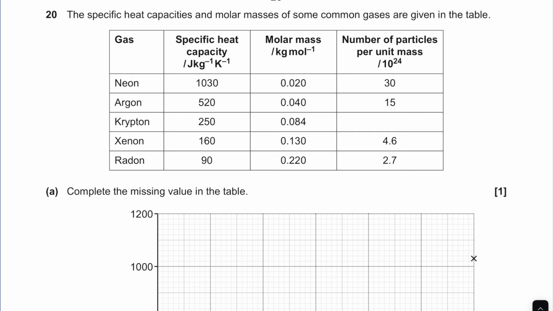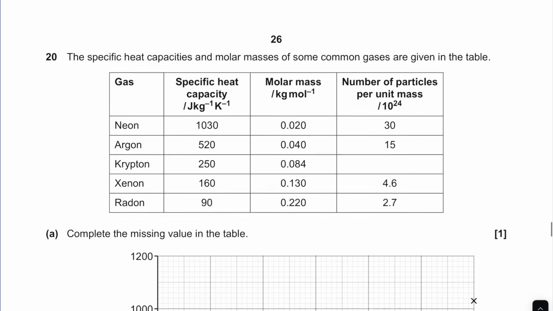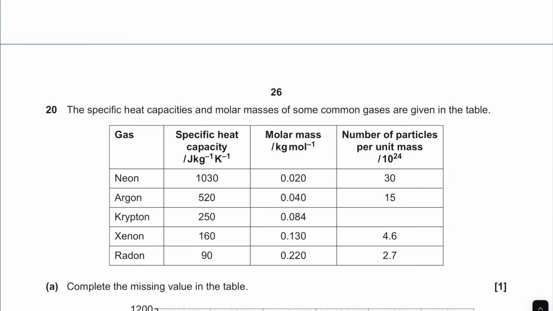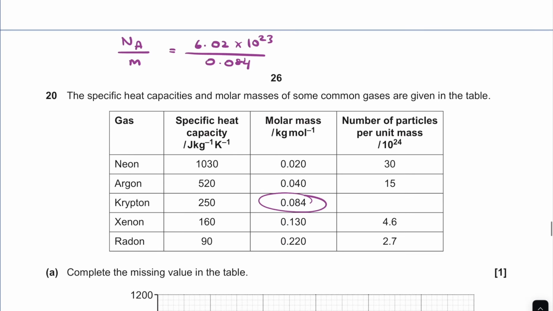We have to complete the missing value in the table to work out the number of particles per unit mass. It's just Avogadro's constant divided by the mass. Avogadro's constant is 6.02 times 10 to the 23, divided by the molar mass of krypton, which is 0.084. That will give me a value of 7.2 number of particles per unit mass, obviously times 10 to the 24, which is already included over here.